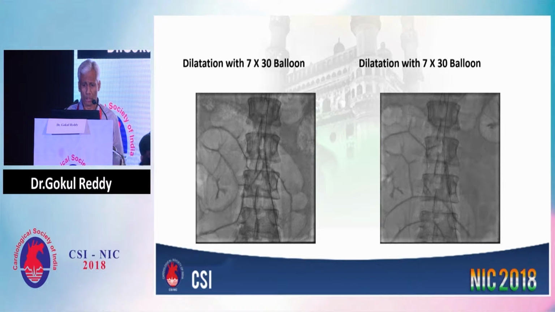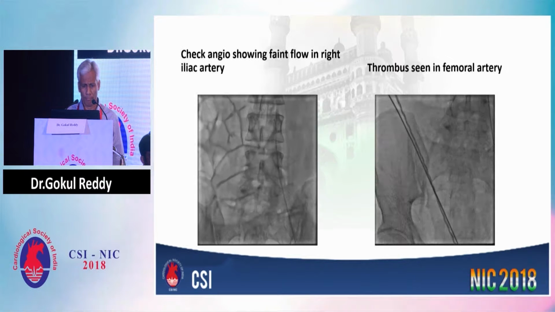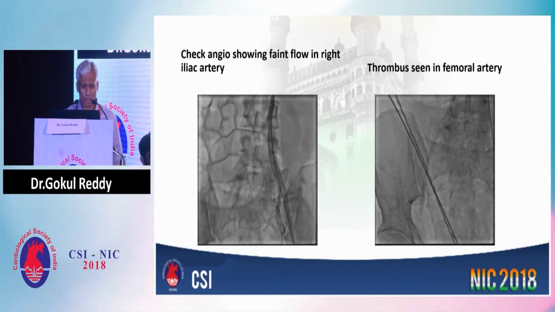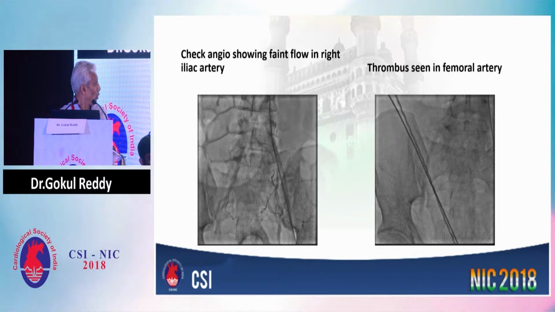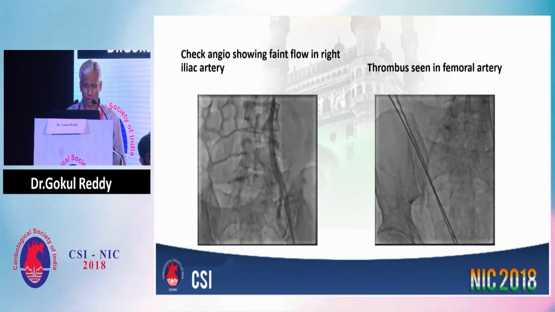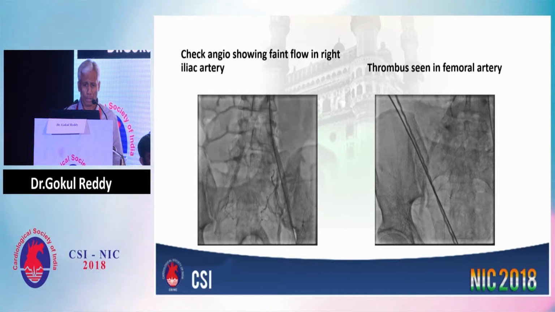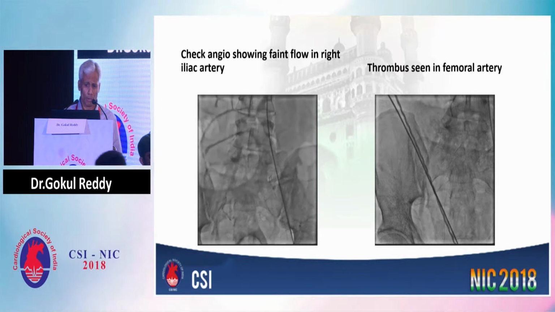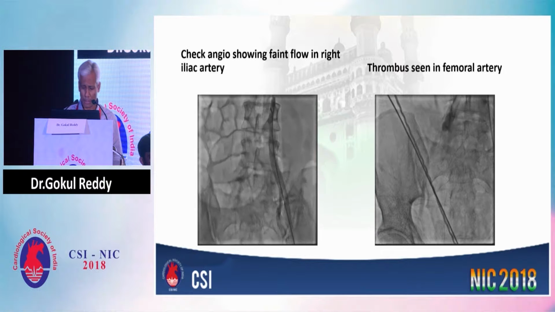We took the 7/30 mm balloon and dilated the entire thing. Post dilatation, there was some trickle of flow in the right leg. We could see small drops of flow in the right leg, but still it's not a good flow, probably TIMI 1 if you use the coronary correlation. Then we selectively entered the artery. When we injected, there was a big thrombus in the right leg.